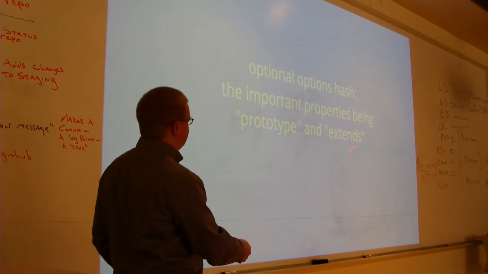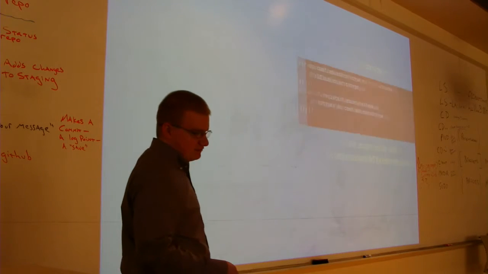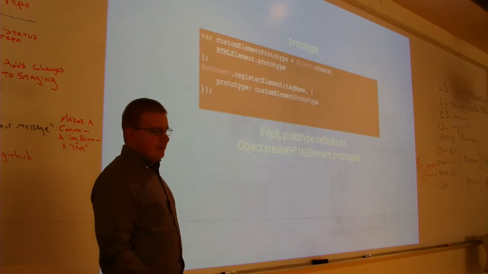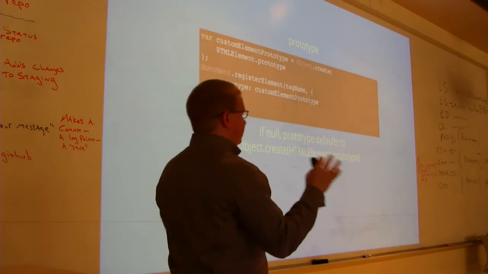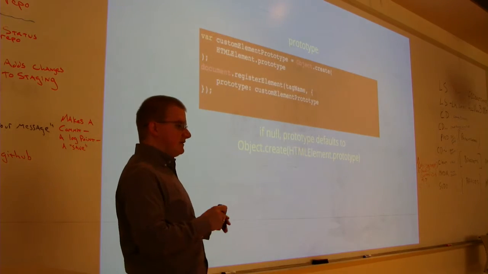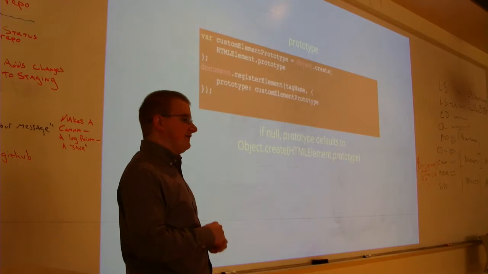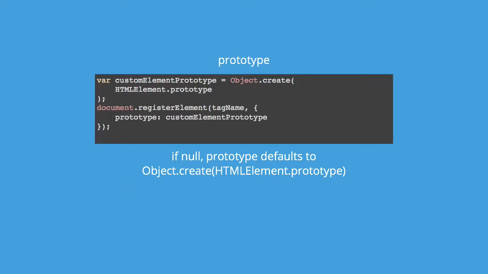Extends, you can also put that on the options object. We'll talk about that in a second. So with prototype, this is the prototype for your element. In JavaScript, our inheritance works via prototypes. When you have an object, it's going to look to its prototypes for any methods, and then go up the chain and see if it has that method. So if the method isn't on the instance, it's going to look onto its prototype, and so on and so on.